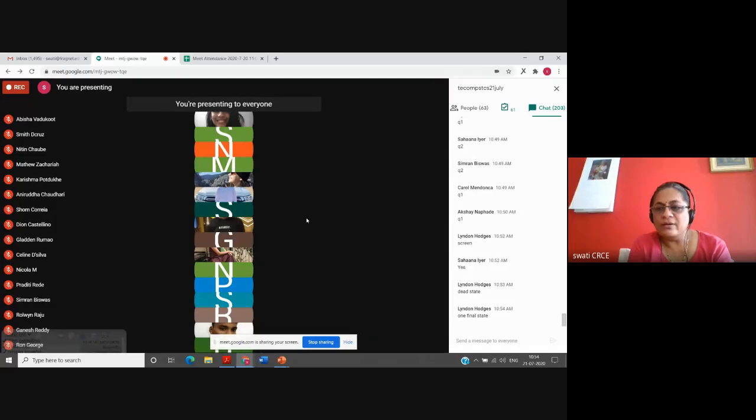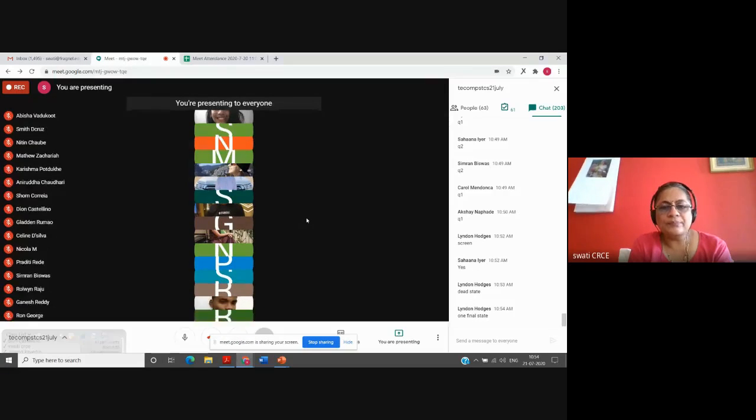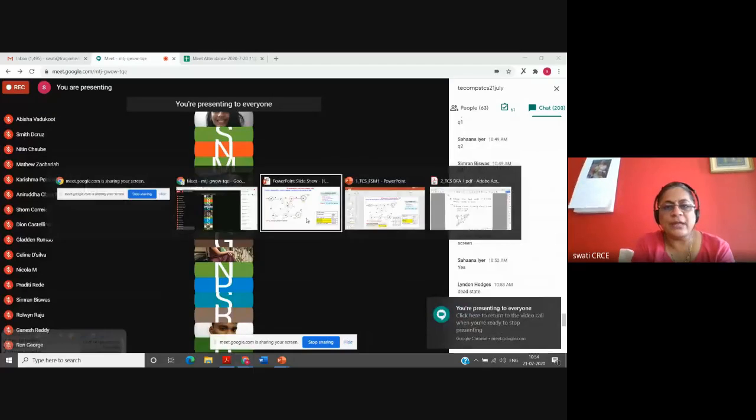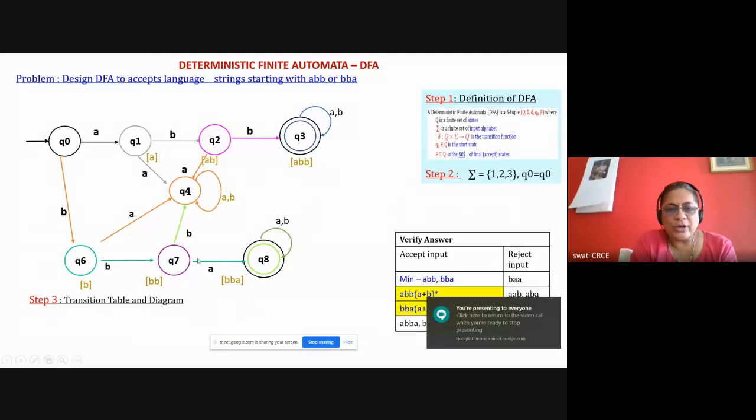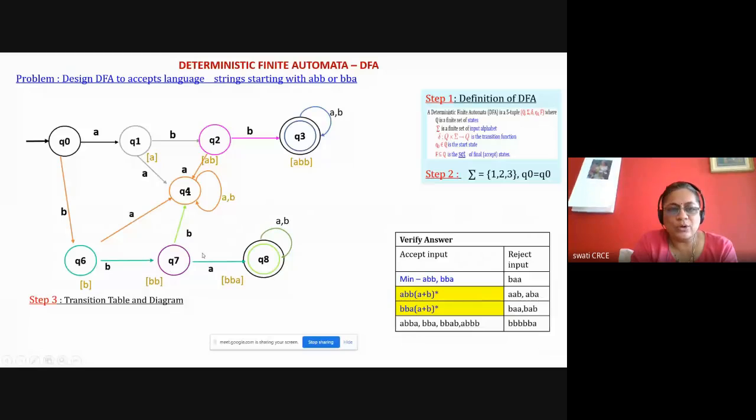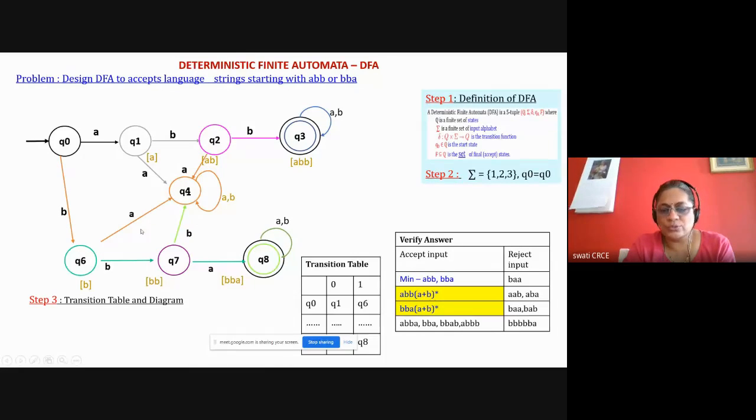Yeah, we can have one final state by joining this Q8 and Q3. So from Q7 with A, it will go to Q3. Because here Q8's outgoing transitions are A, B and Q3's outgoing transitions are A, B. Means both the states are equivalent. They are same. So from Q7 I can draw here with A to the final state. So one final state is allowed. Okay, so this is done.